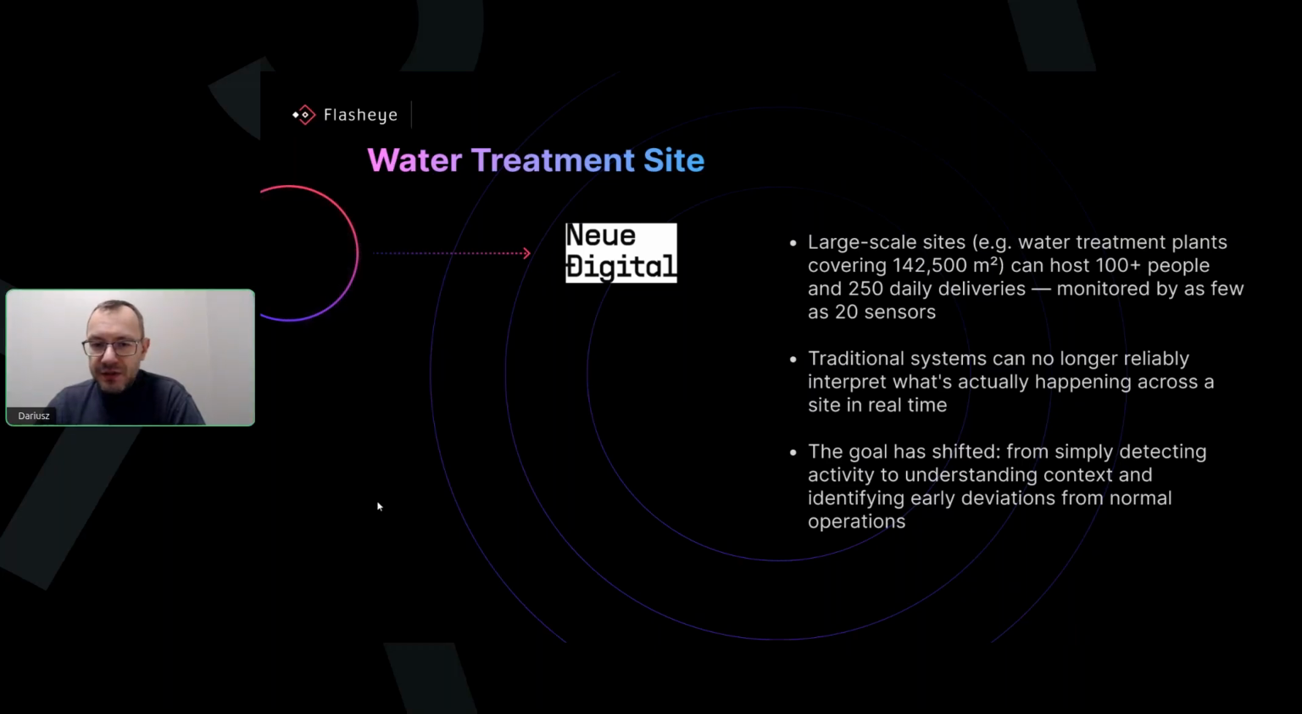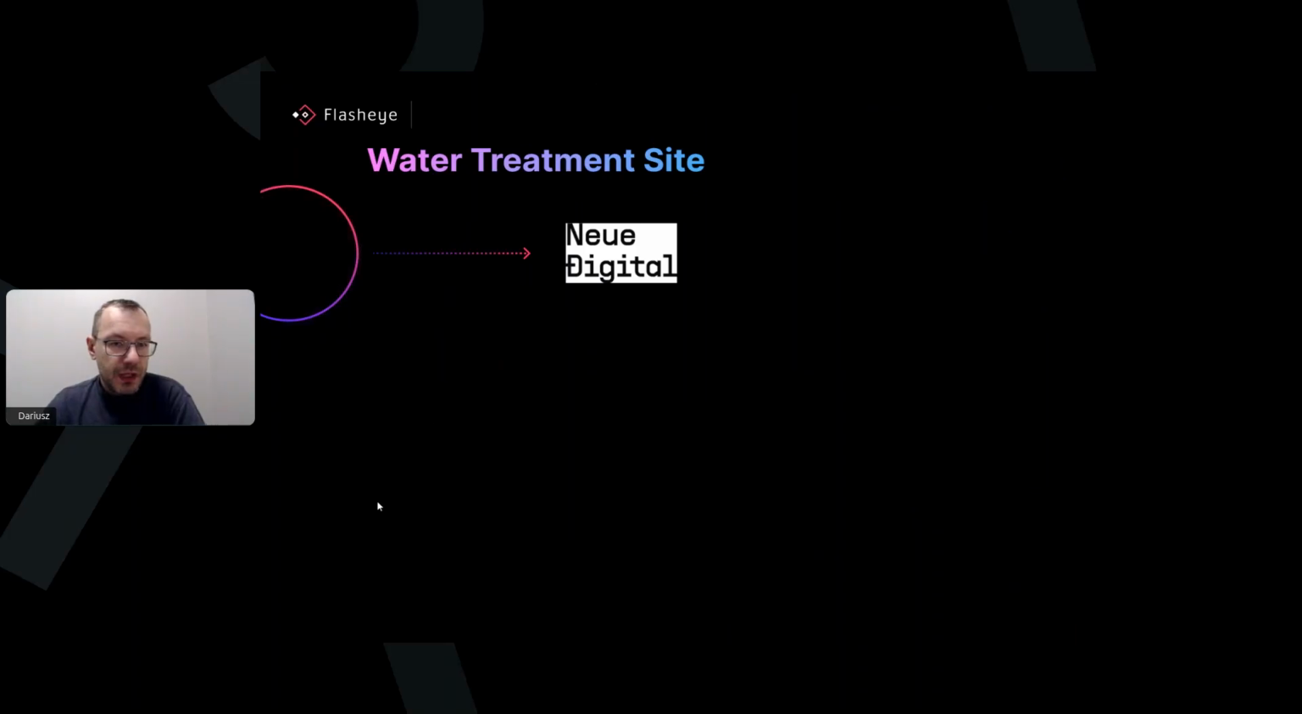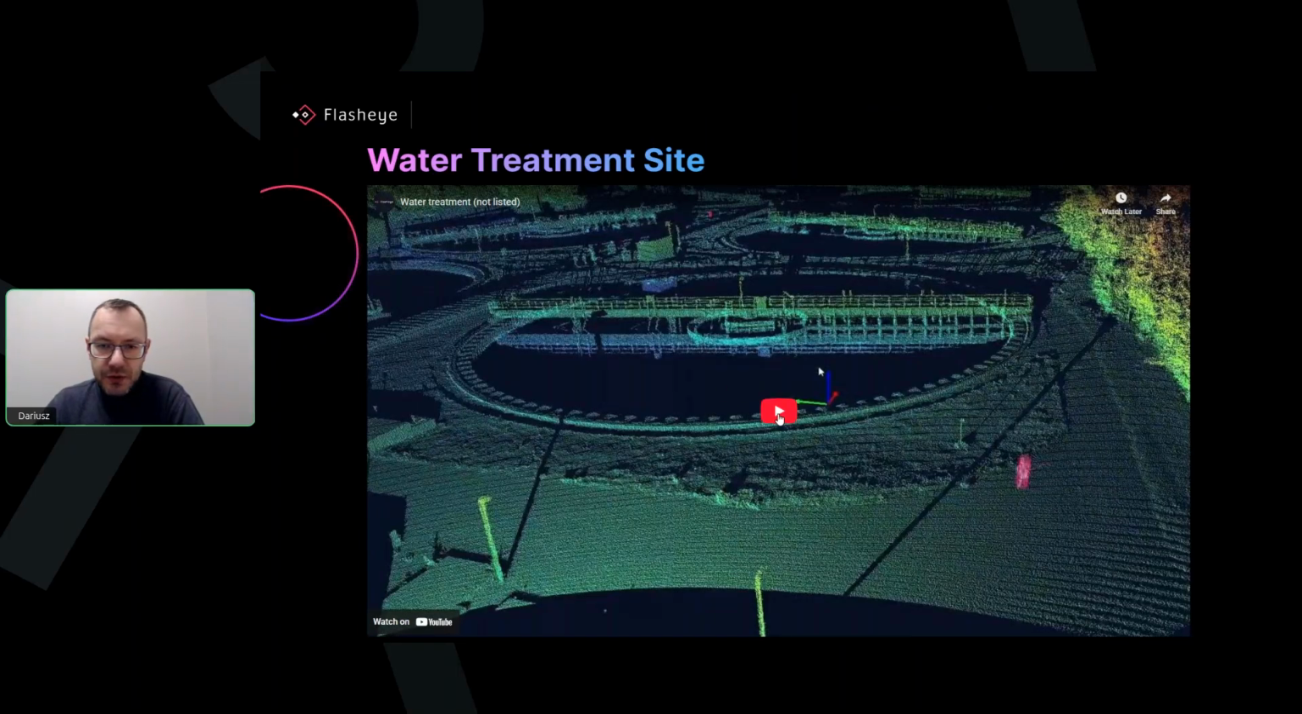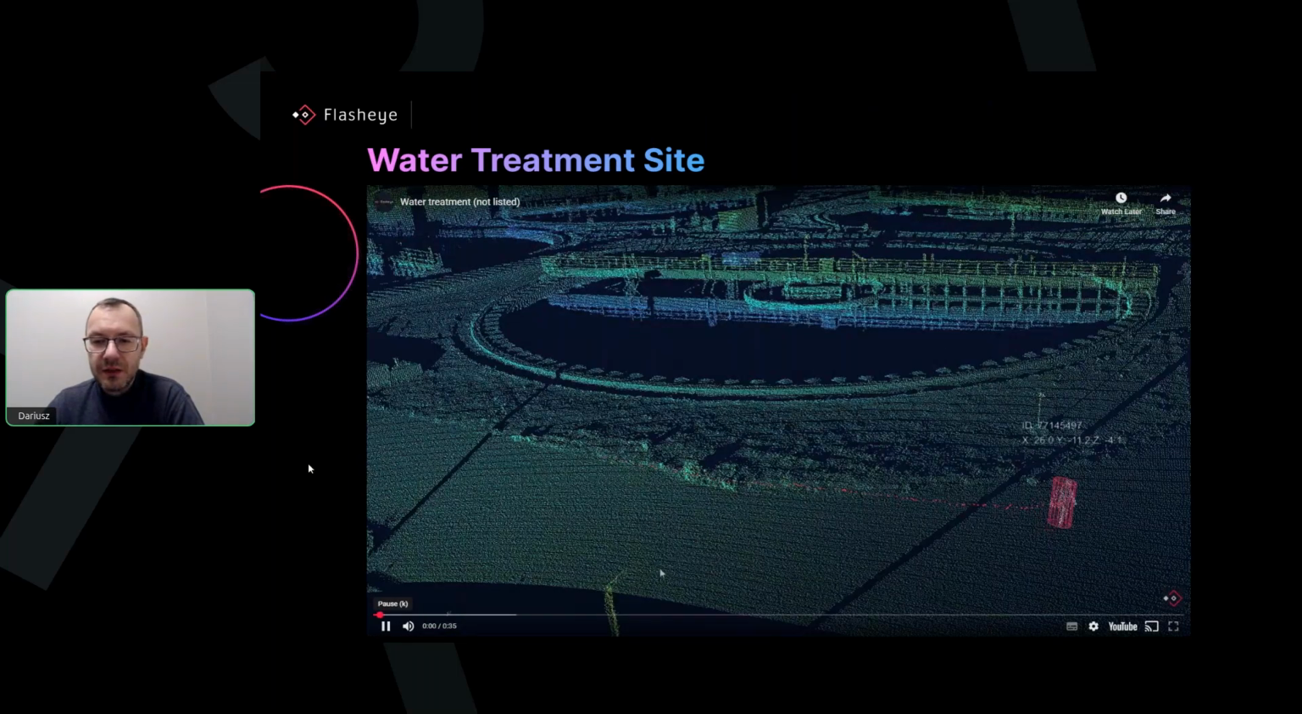In this kind of situation, traditional systems are not able to reliably interpret what is happening across the site in real time. And currently, the goal has shifted from simply detecting activity to understanding the context and identifying early deviations from normal operations. And here I will show a short video of how this can be done.